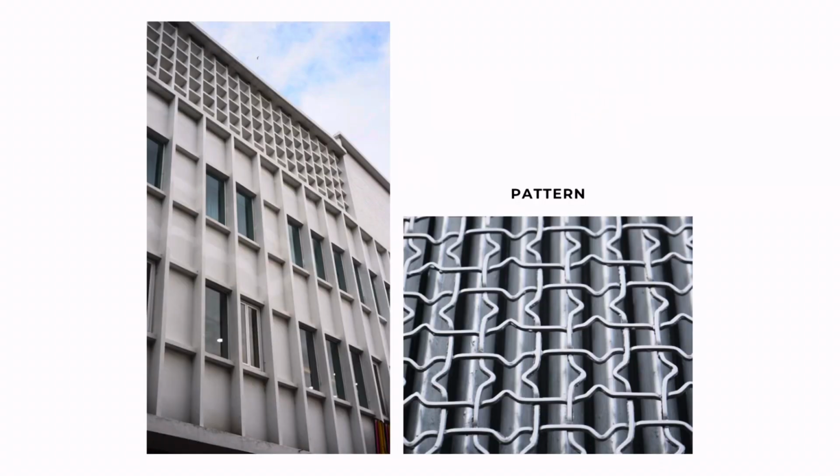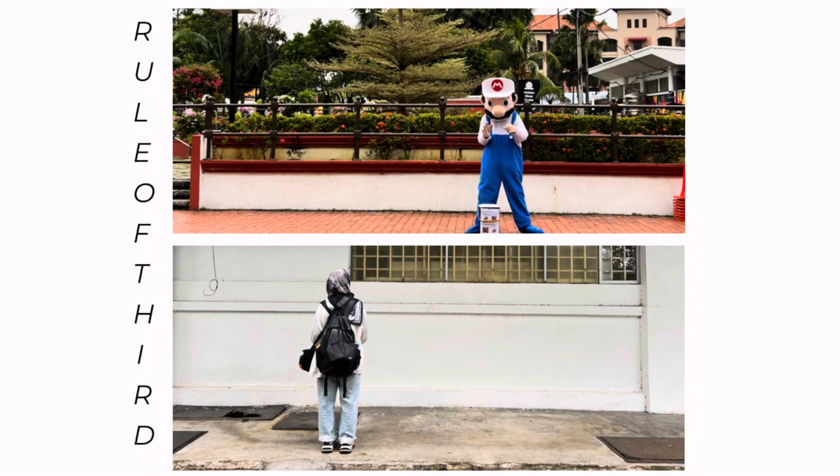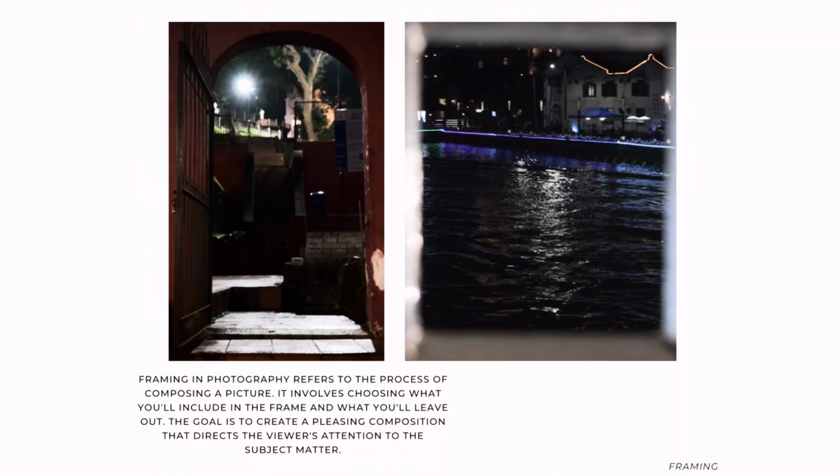Pattern photography utilizes elements that repeat. The repetition of line, shape, tone, or colors can create interesting images. The rule of thirds is a composition guideline that places your subject in the left or right third of an image, leaving the other two thirds more open.